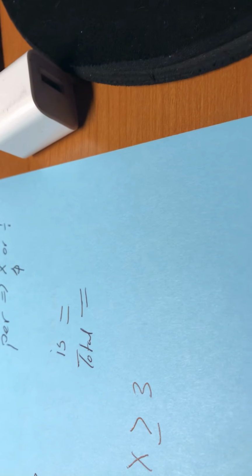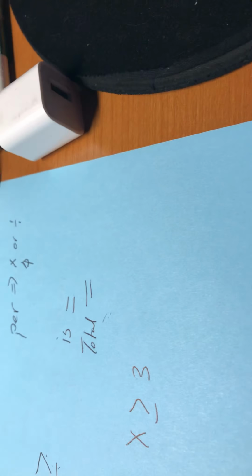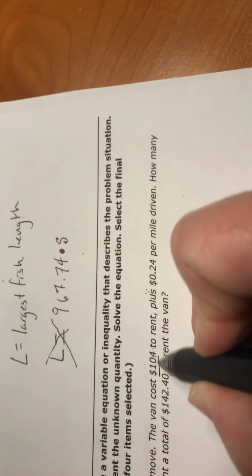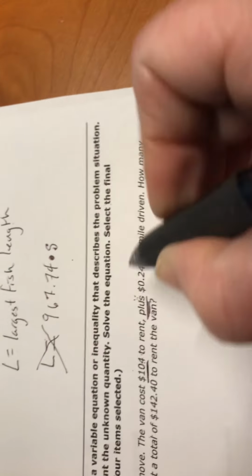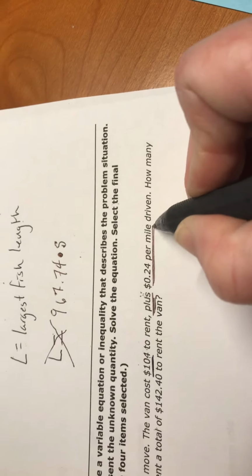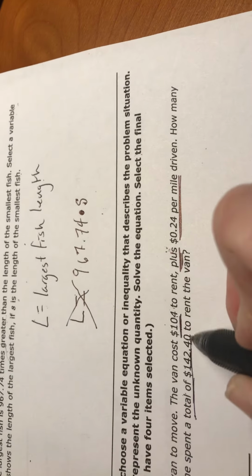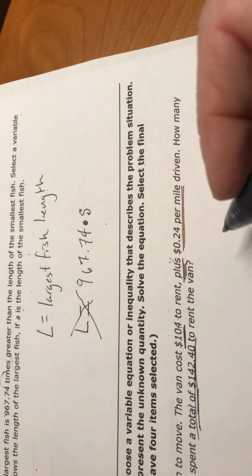All right, when they say total, that usually means equals as well, because we're totaling. And totaling up means that we're probably adding some stuff together in there, okay? All right, so let's look at this. We've got 104 plus 24 per mile. And it totals a total of.